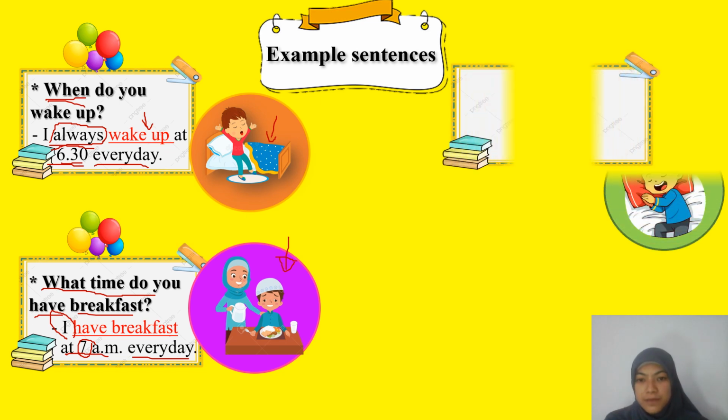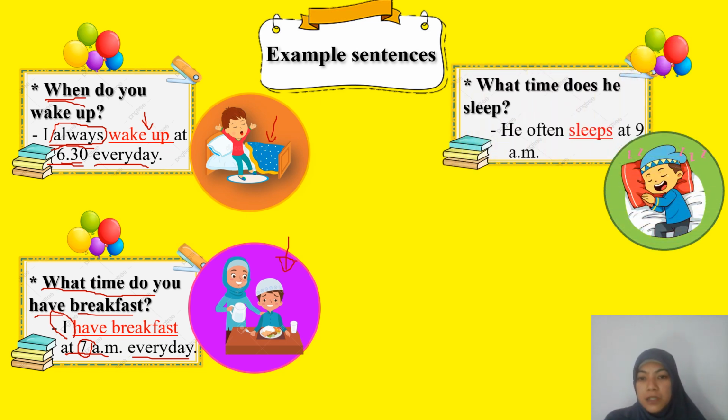You can do it. And next one, I ask you, what time does he sleep? Or what time do you sleep? Another word for sleep, we can say, go to bed. Or if I ask you, what time do you go to sleep? Or do you go to bed? So you can say, I often sleep or go to bed at 9 a.m.